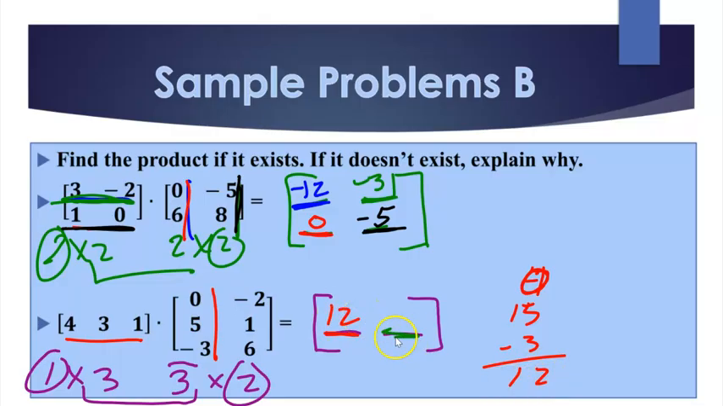And then we have row 1, column 2. 4 times negative 2 is negative 8. 3 times 1 is 3. 1 times 6 is 6. Add them together and I get 1. So our answer would be 12, 1.